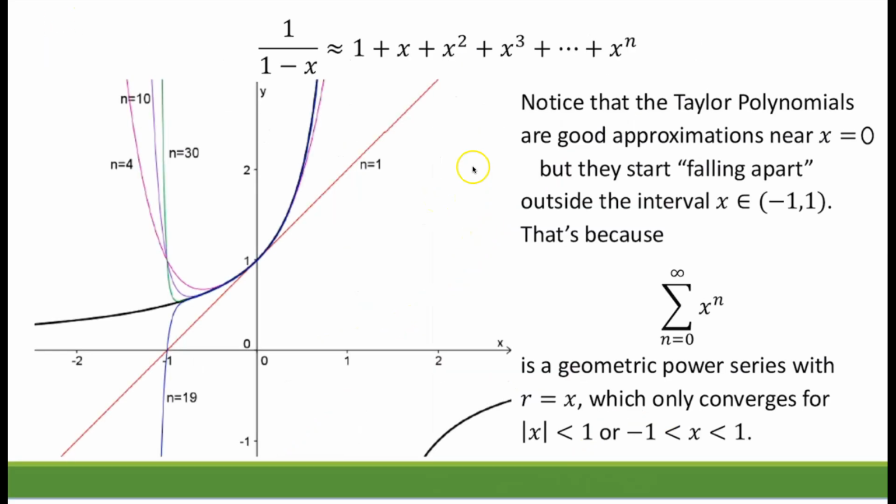Well, what I just discussed is written here again. Notice that the Taylor polynomials are good approximations near x equals 0, but they start falling apart outside the interval of x values between -1 and 1. That's because the sum of n equals 0 to infinity of x to the n is a geometric power series with r equal to x. So I'm going to pause right there.